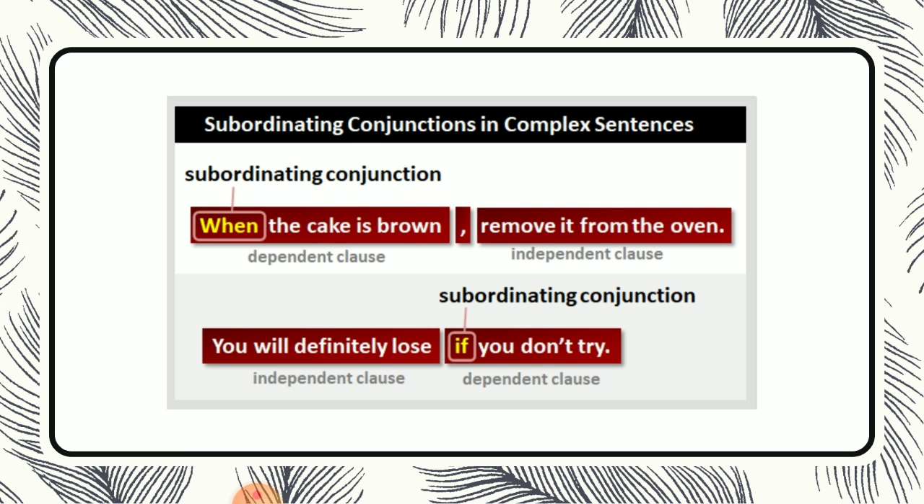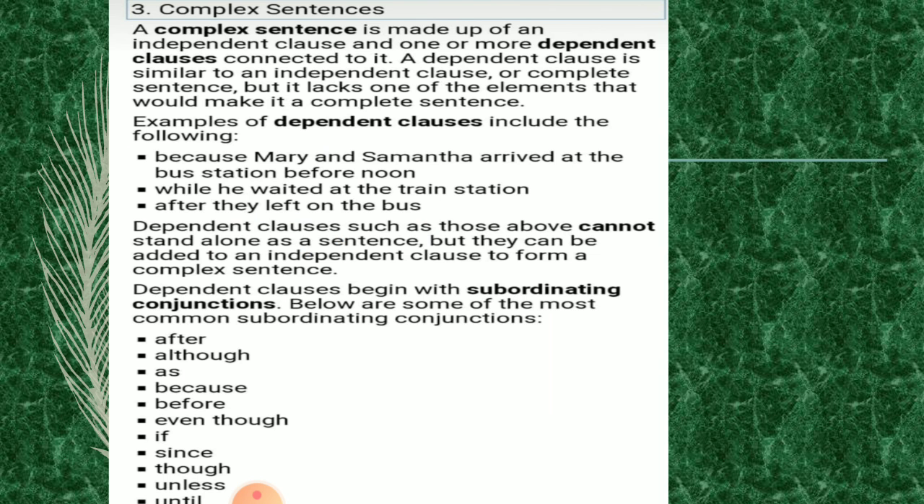Now see how subordinating conjunctions work in a complex sentence. In the same sentence, when the cake is brown, when is the subordinating conjunction. In the next sentence, you will definitely lose if you don't try. Now, if is giving the condition. You will definitely lose is a complete sentence. It's an independent clause. But if you don't try is subordinating, so it is dependent. If is dependent upon the first sentence, the independent clause. Complex sentences, as I have told you, are made up of an independent clause and one or more dependent clauses.